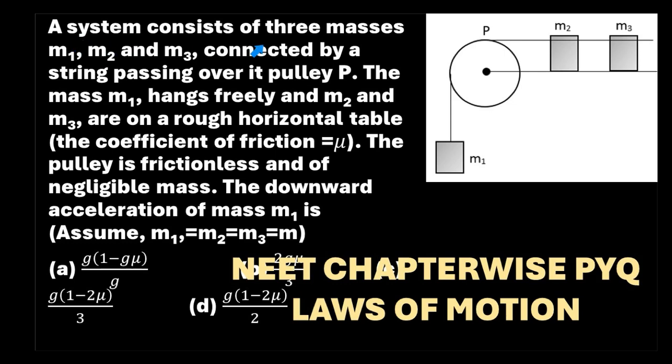A system consists of three masses m1, m2 and m3 connected by a string passing over a pulley P, and the mass m1 hangs freely, and m2 and m3 are on a rough horizontal table with the coefficient of friction being mu. The pulley is frictionless and of negligible mass. The downward acceleration of the mass m1 is?